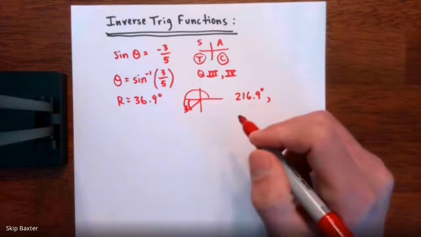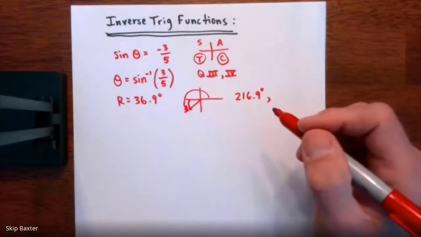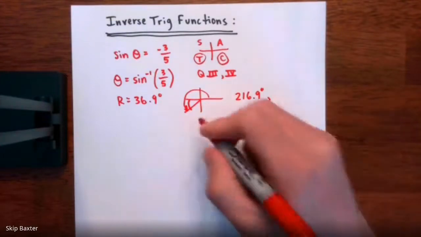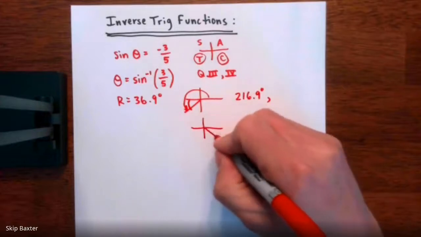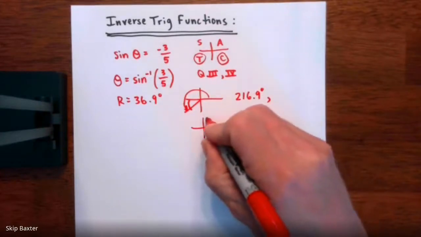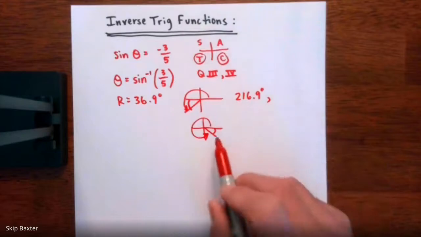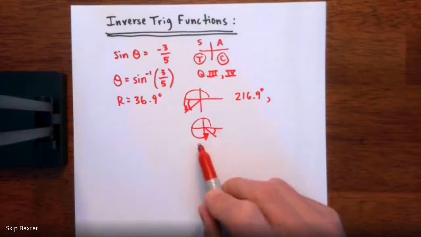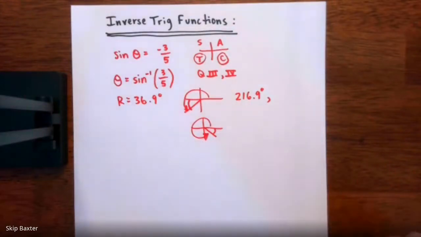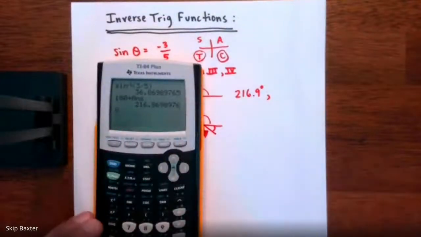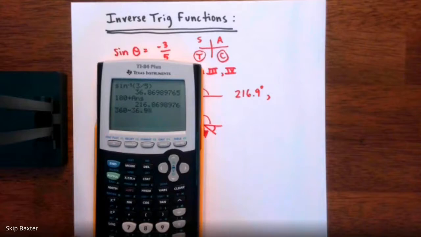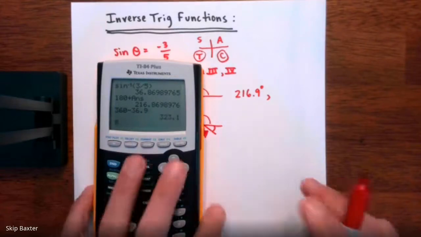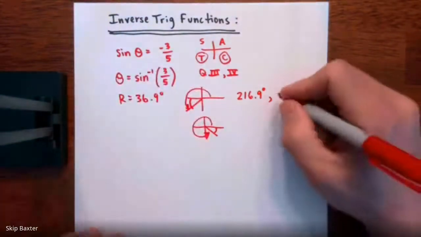The other answer is the fourth quadrant angle with a reference angle of 36.9. So think about how you get that angle. If this angle is 36.9, then this angle right here is going to be 360 minus 36.9, right? So that's what I'm going to do. I'm going to take 360 minus 36.9. And the answer is 323.1.